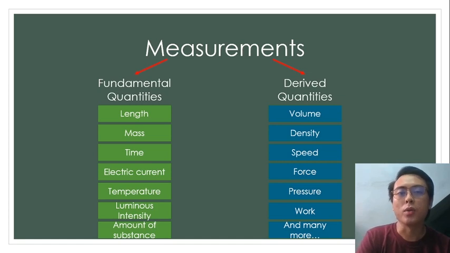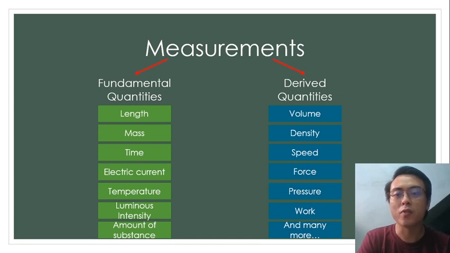Measurements. When we are talking of measurements, we are largely talking of two groups: the fundamental quantities and the derived quantities. Fundamental quantities are exactly seven, no? These are the quantities that cannot be derived from any other source, so they must be fundamentally defined. These fundamental quantities are length, mass, time, electric current, temperature, luminous intensity, and the amount of substance.